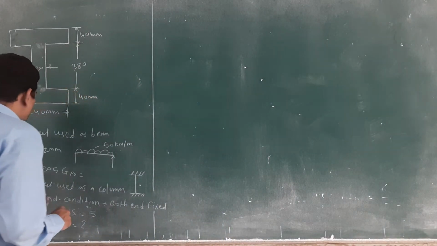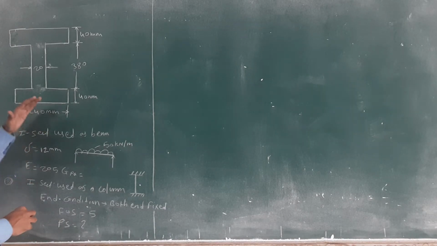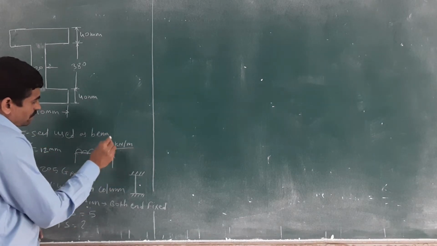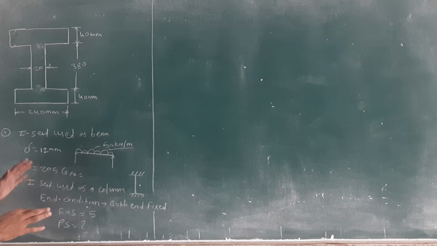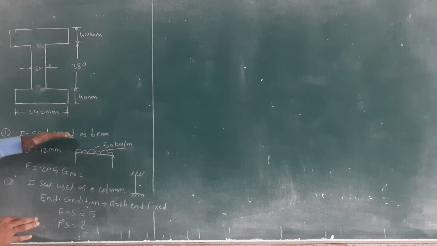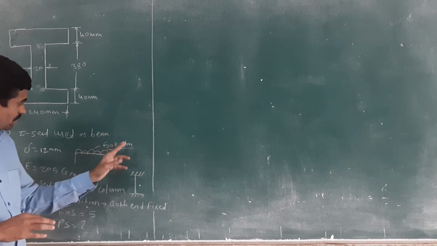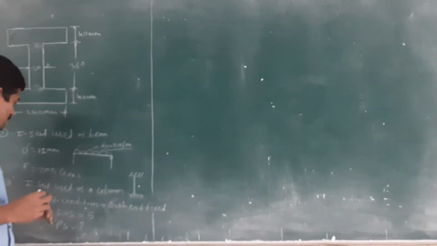You have been given a simply supported beam. This simply supported beam deflects from its original position when you apply this 50 kilonewton per meter load. There are two different cases given. First is the I section used as a beam. At that time there is a UDL of 50 kilonewton per meter, and this beam deflects from its original position by 12 mm, and the modulus is given as 205 GPa.